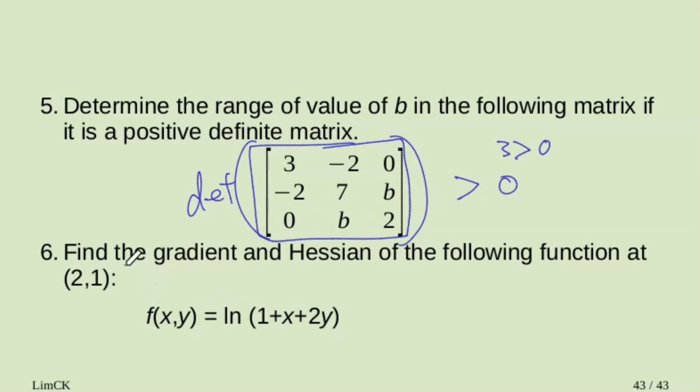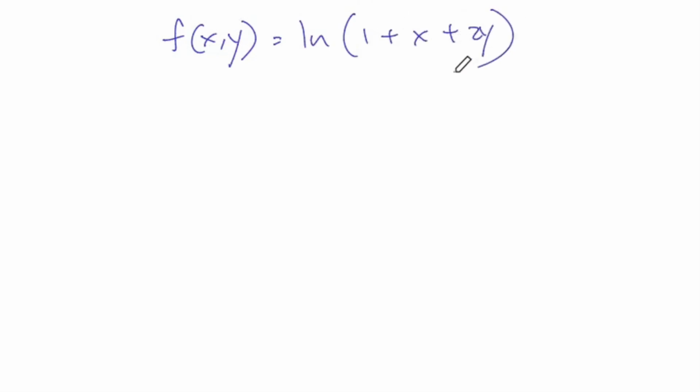And for question 6, find the gradient and Hessian of the following function at (2, 1). We want to find the gradient and Hessian at (2, 1). Firstly, we have to find the gradient and Hessian of this function in general form. Then only we substitute x as 2, y as 1. So how to do it? f(x, y) equals ln(1 + x + 2y). This is the function.